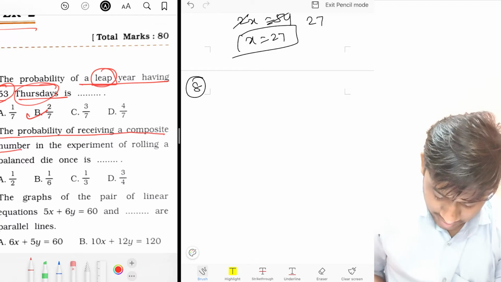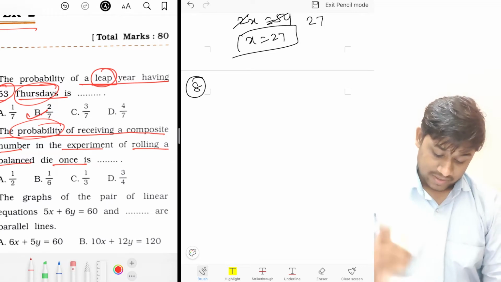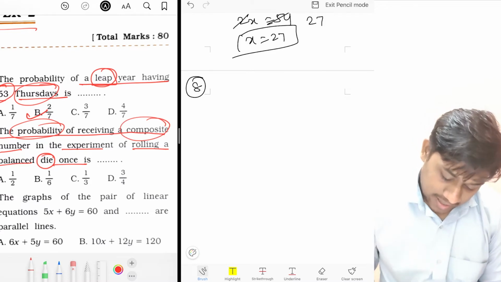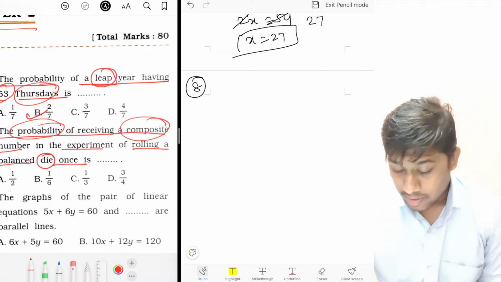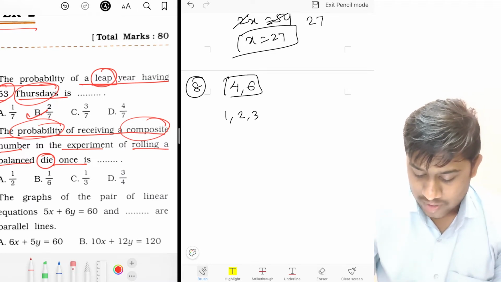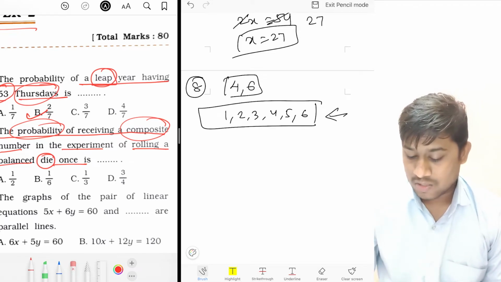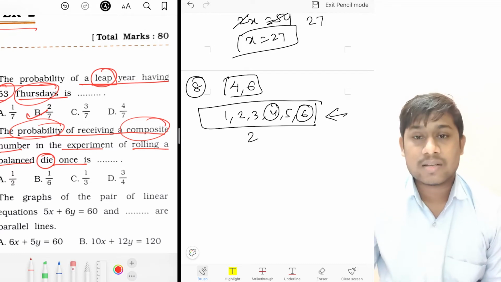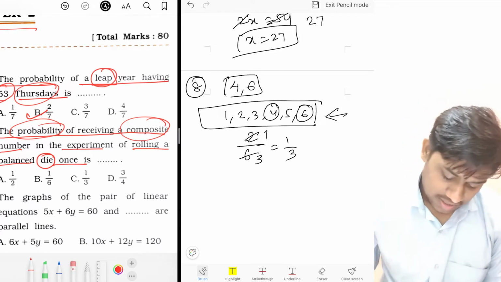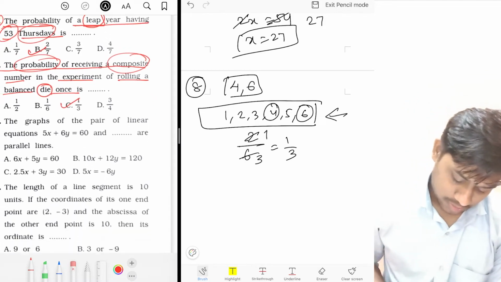So the probability of receiving a composite number in the experiment of rolling a balanced die is, see, they said die, it means it is going to roll 1 time, right? And it must be a composite number. What are composite numbers? Those which have more than 2 factors, like 4 and 6 from 1, 2, 3, 4, 5 and 6. These are the numbers in the sample space of the die. We have 4 and 6 as composite numbers. So we have 2 out of 6 chances. 2 ones are 2, 2 threes are 6. So 1 by 3 is your answer. 1 out of 3. Good.